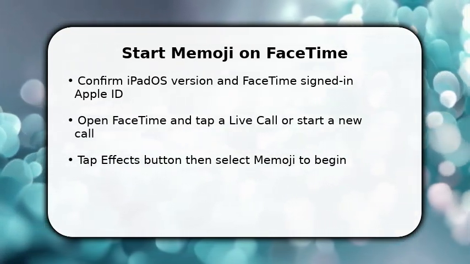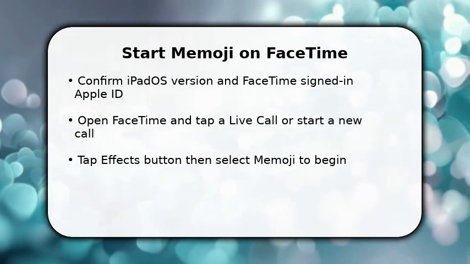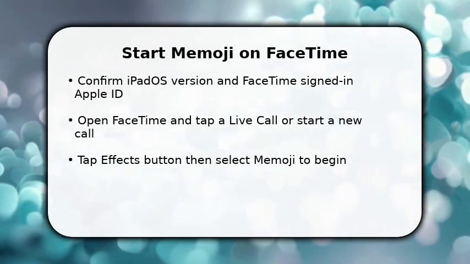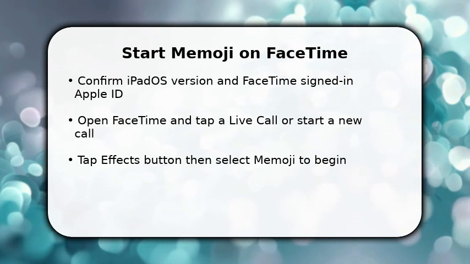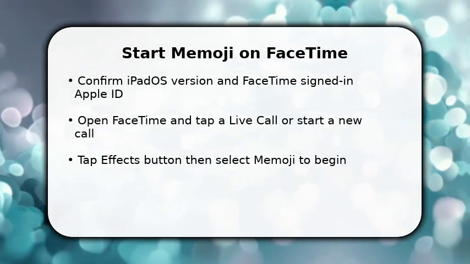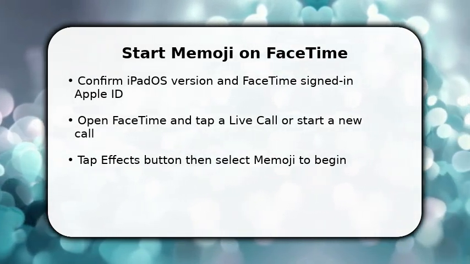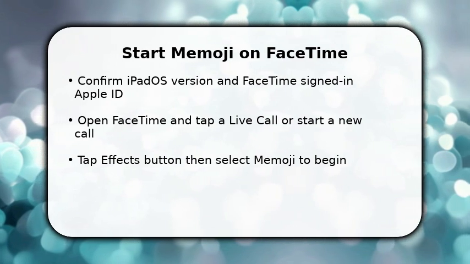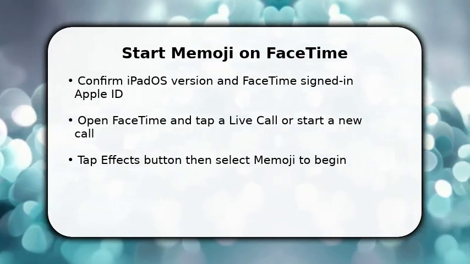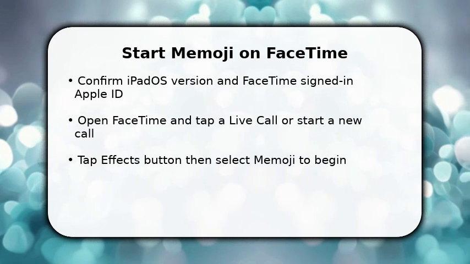Once in the call, tap the effects icon. This reveals Memojis and stickers. Choose an existing Memoji or create a new one by tapping the plus. You do this first because FaceTime needs real-time camera access to map facial movements. That mapping is what makes the Memoji follow you.